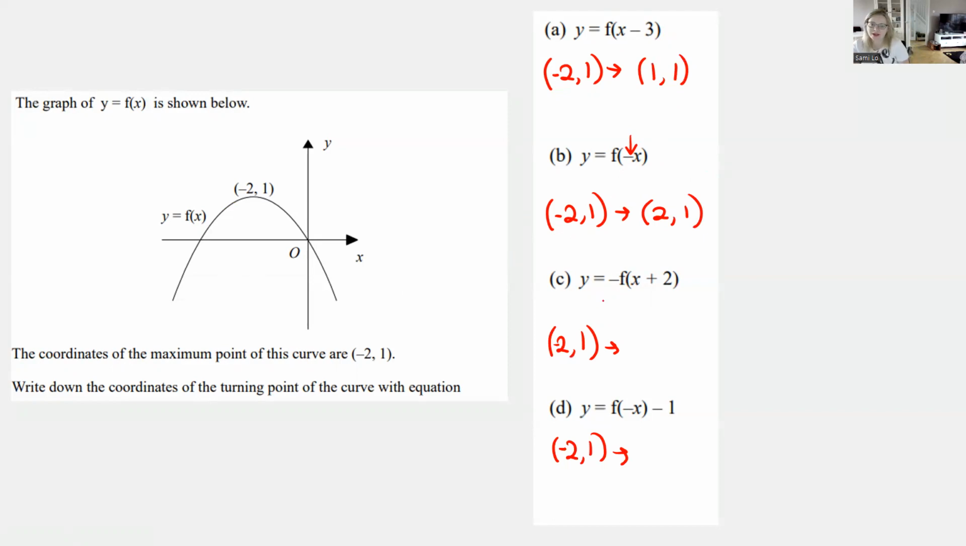This one's got 2 things going on, so please be careful here. The first thing, the negative's outside, so I know that's happening to my y value. So my 1 is now going to become minus 1. X plus 2, and whenever it's plus 2, remember we're doing the opposite of adding, so we're taking away 2. So it's going to become minus 4, minus 1.